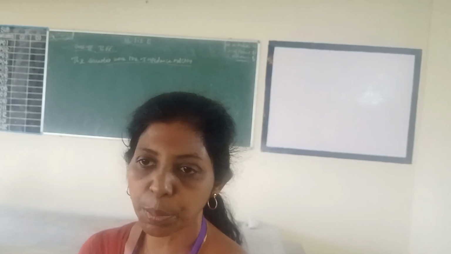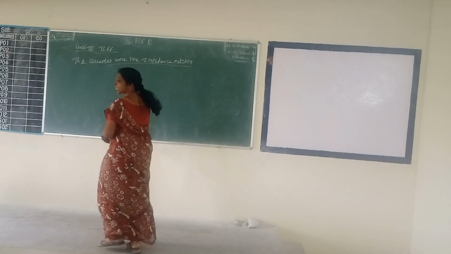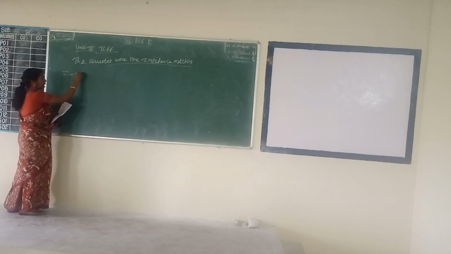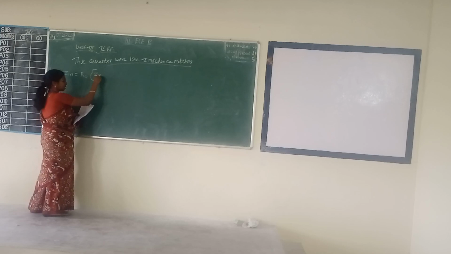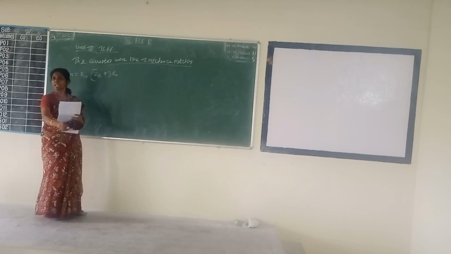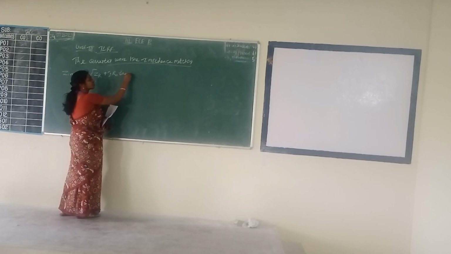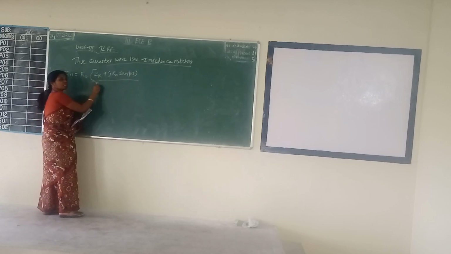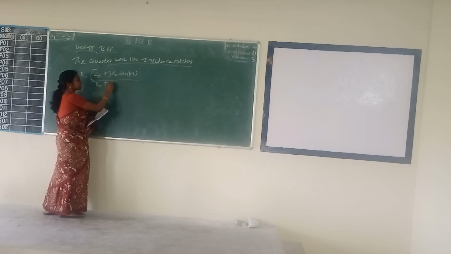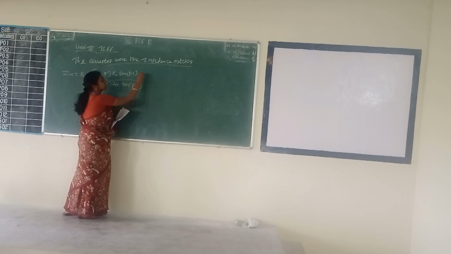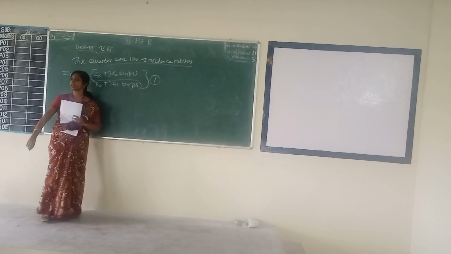The generalized expression for input impedance of the line is given by, just write the formula, Zin is equal to R naught, (ZR plus j R naught tan beta S) divided by (R naught plus j ZR tan beta S). This is equation number 1.